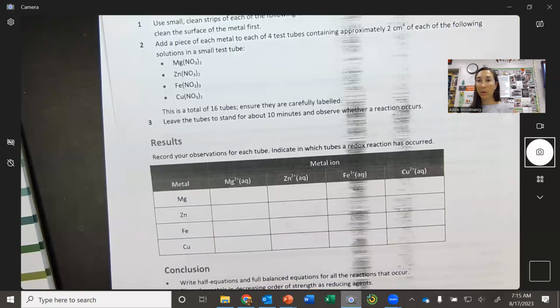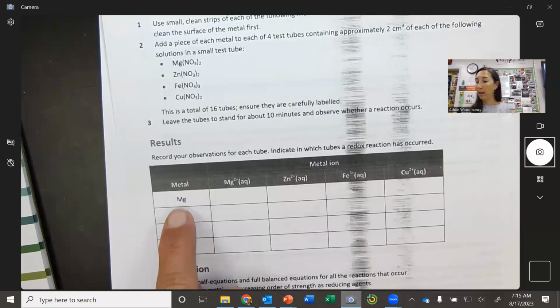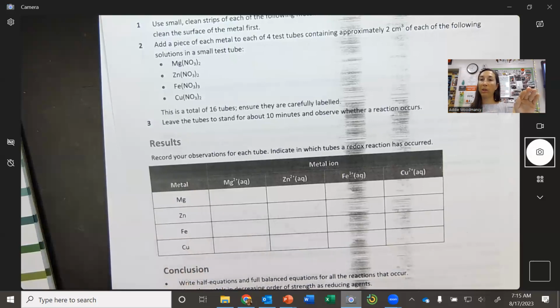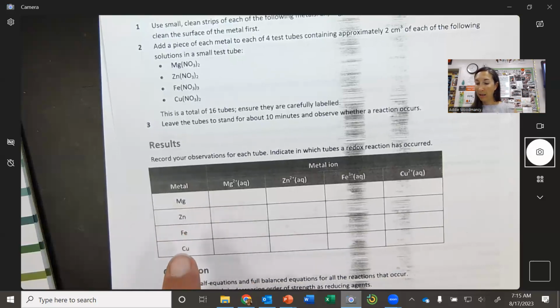So Anthony, your table is actually going to do 2 metals: magnesium and copper. You guys can split into 2, but your table is responsible for magnesium and copper. You can decide who's going to do what. Arabella, your table is going to do zinc, and then Mason's table, you guys are going to do iron.